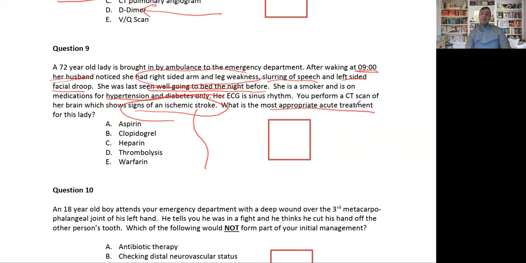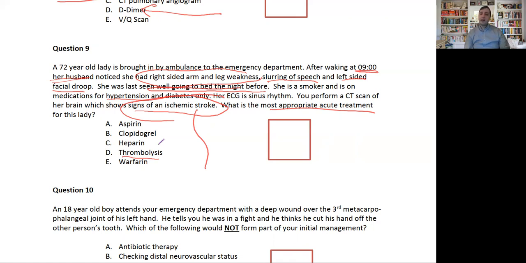This type of stroke is called wake-up stroke, or stroke with unknown onset time. In terms of the management of this type of stroke, it's not straightforward, because one thing about thrombolytic therapy is the therapeutic window used for giving thrombolysis, usually 4.5 hours. So the patient must present within 4.5 hours of the onset of the symptoms. For this patient, the onset of the symptoms is unknown.